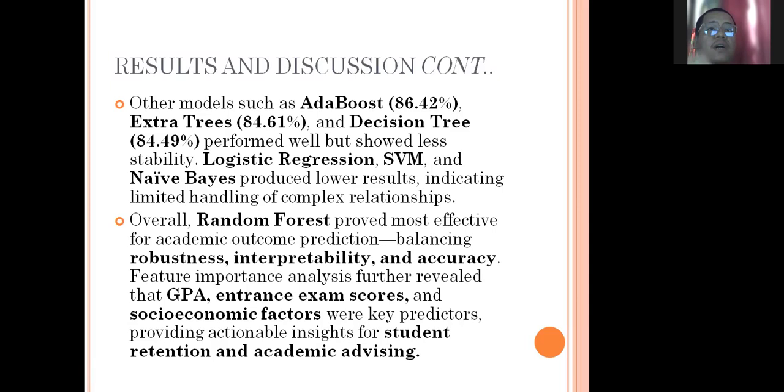For the results and discussions continuation, other models such as AdaBoost 86.42%, Extra Trees 84.61%, and Decision Tree 84.49% performed well but showed less stability. Logistic regression, support vector machines, and naive-Bayes produced lower results, indicating limited handling of complex relationships. Overall, random forest proved most effective for academic outcome prediction, balancing robustness, interpretability, and accuracy. Feature importance analysis further revealed that GPA, entrance exam score, and socioeconomic factors were key predictors, providing actionable insights for student retention and academic advising.